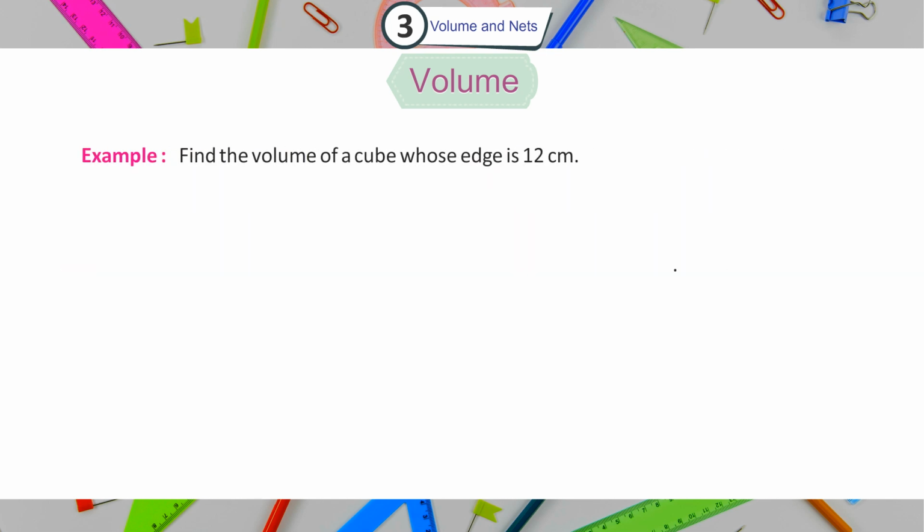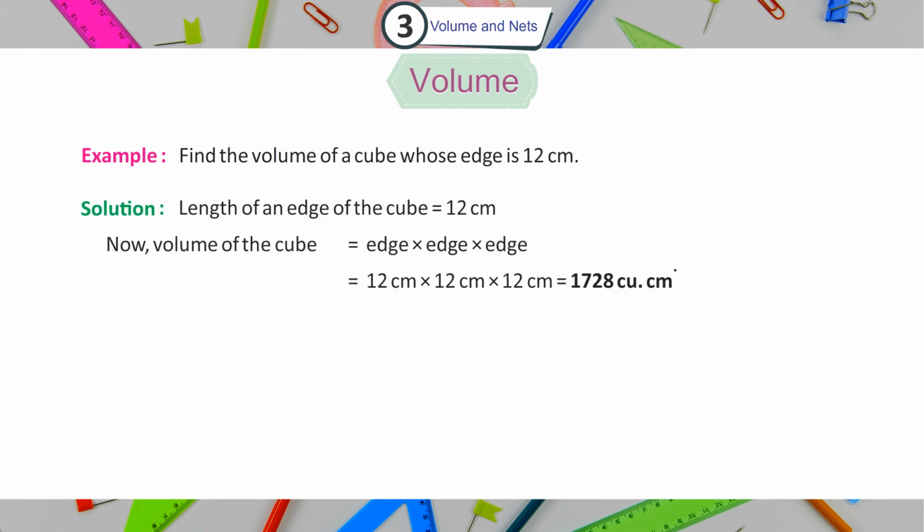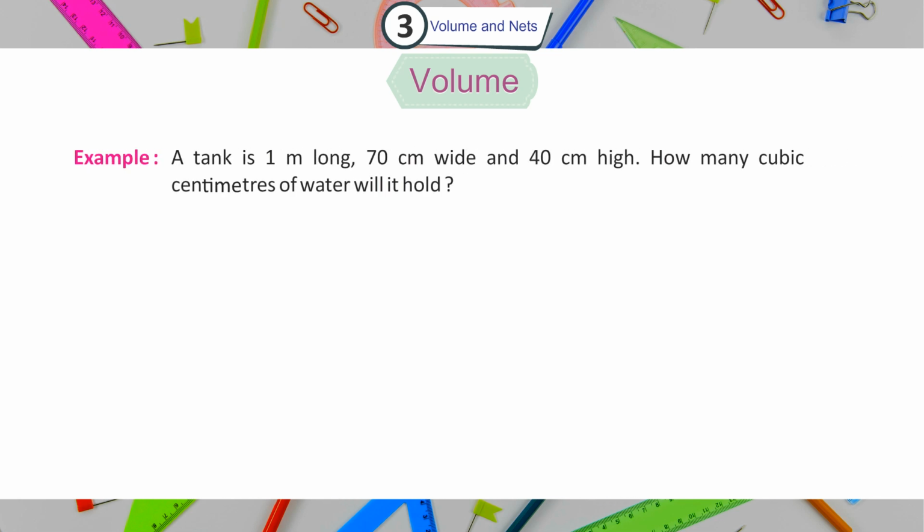Example: find the volume of a cube whose edge is 12 centimeter. Solution: length of an edge of the cube = 12 centimeter. Now volume of the cube = edge × edge × edge = 12 centimeter × 12 centimeter × 12 centimeter = 1728 cubic centimeter.